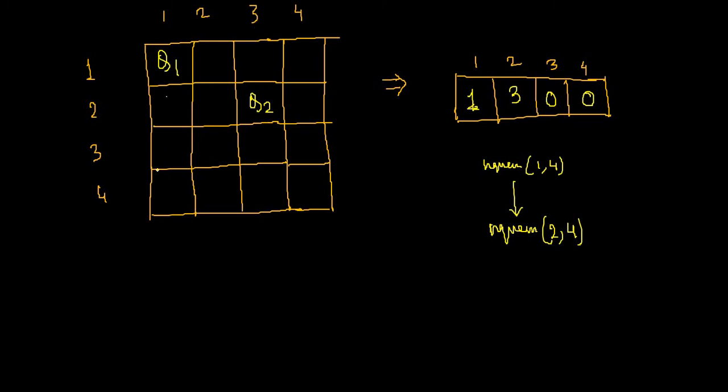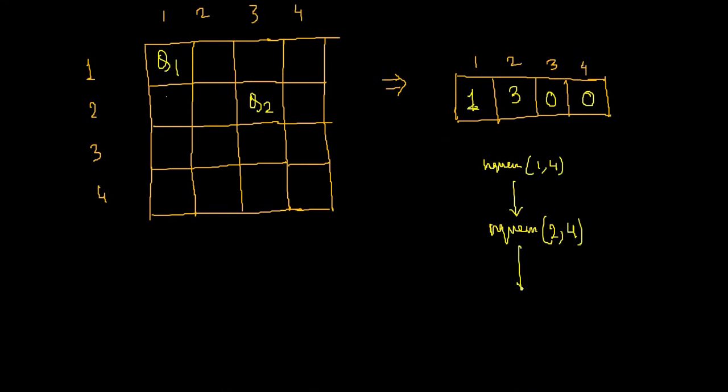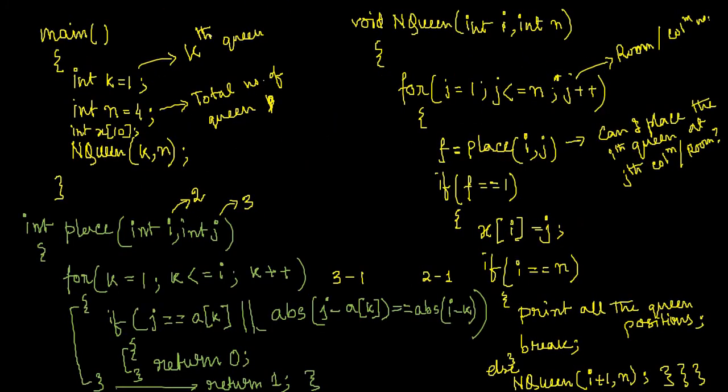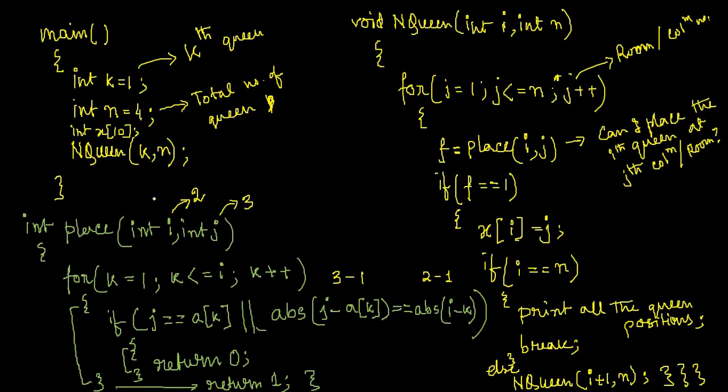Now see, since this particular criteria is fulfilled and we have not reached the last queen, it will come to the else part and then it will call what? It will call n queen with 3, 4. That means now the king is trying to place the third queen. So again the n queen function will start. And we have already seen how this checking goes on through this place function.